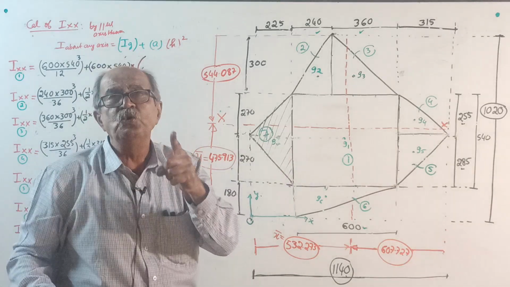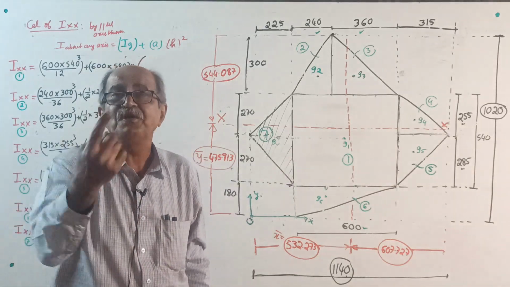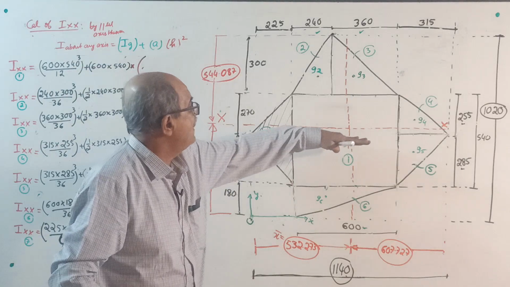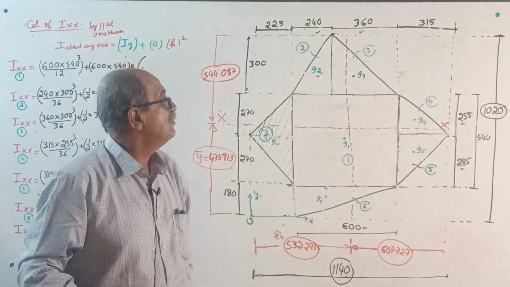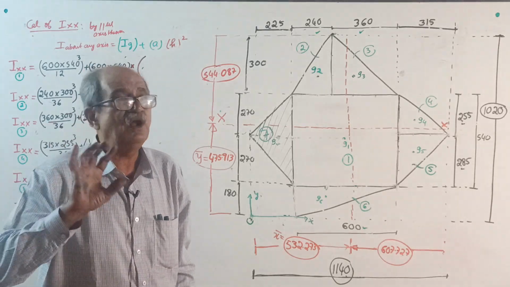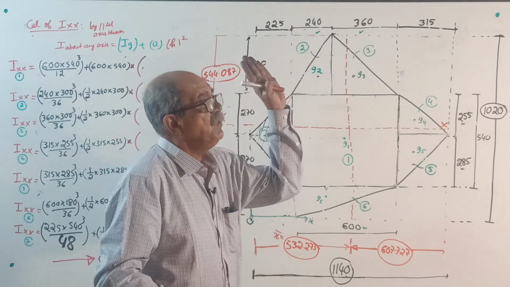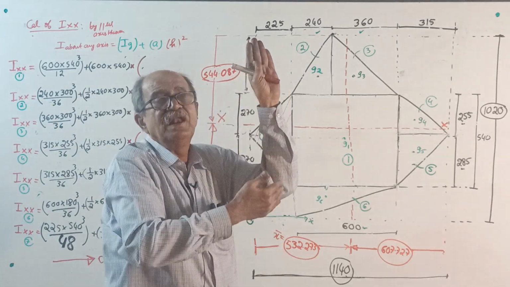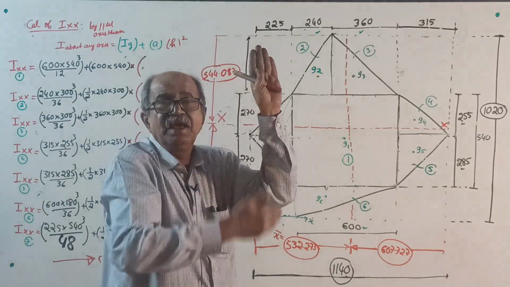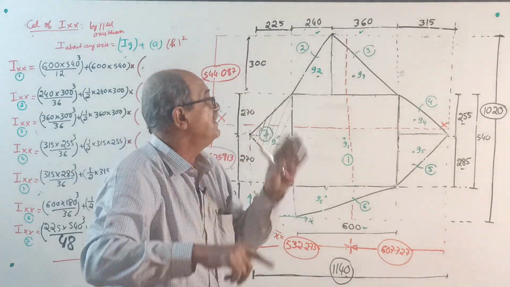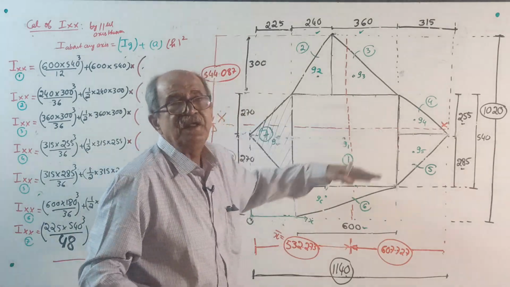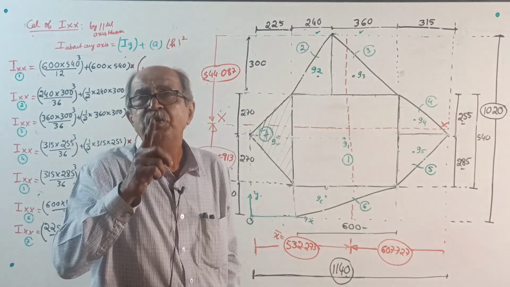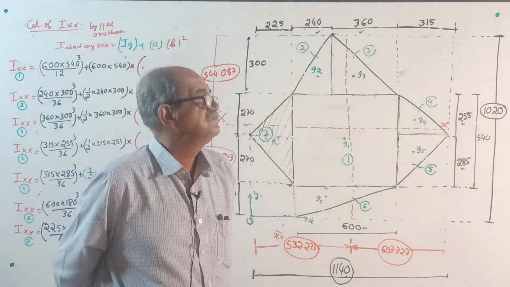So cubing is always the perpendicular side. For the XX axis, all vertical distances are to be cubed, the vertical side. For the YY axis, the axis is vertical, so the parallel side is vertical and the perpendicular is horizontal. So moment of inertia about the horizontal axis means cubing is for the vertical side.